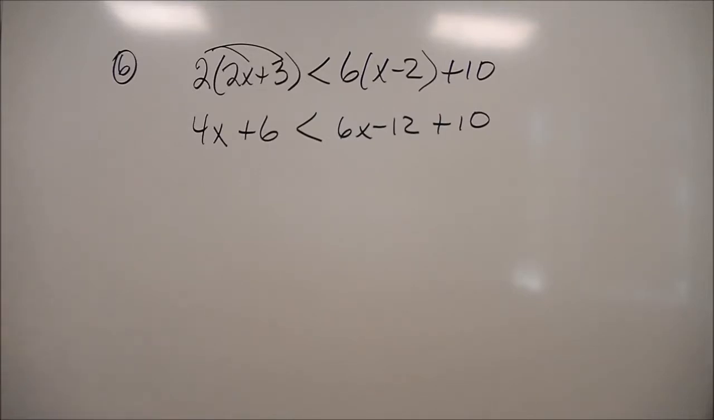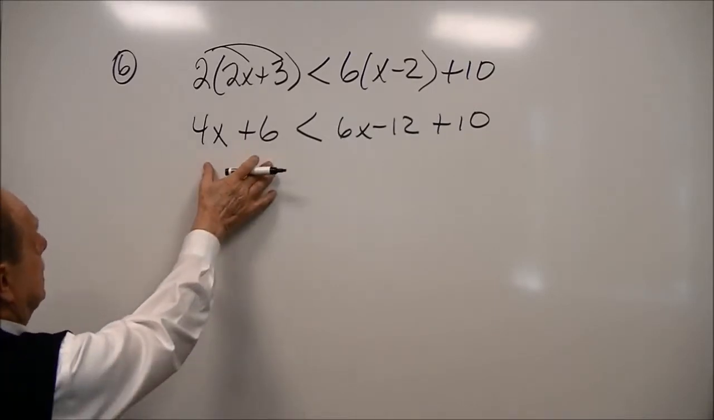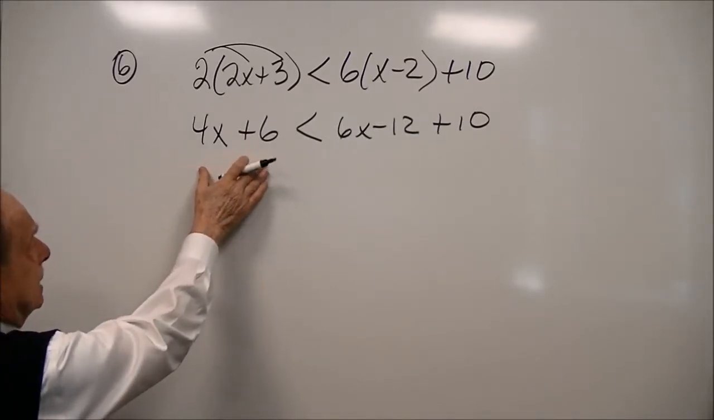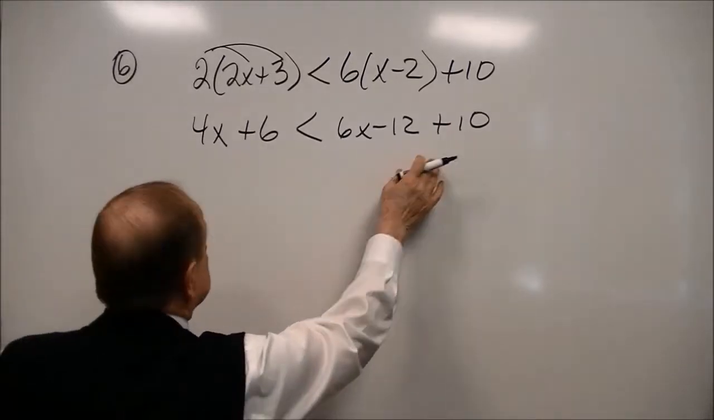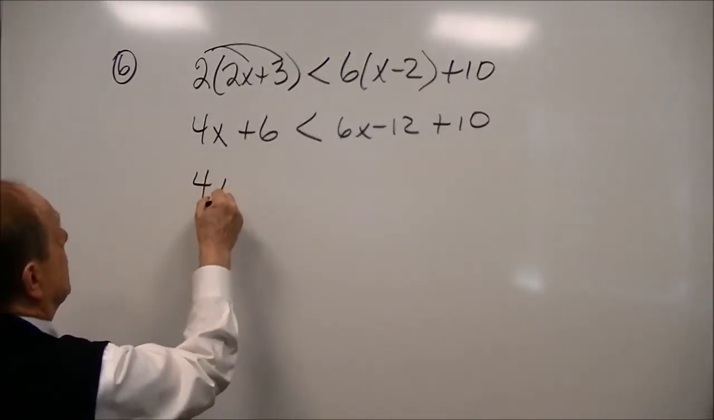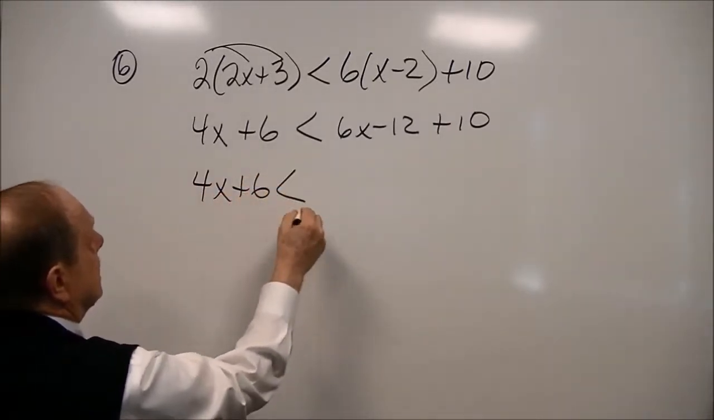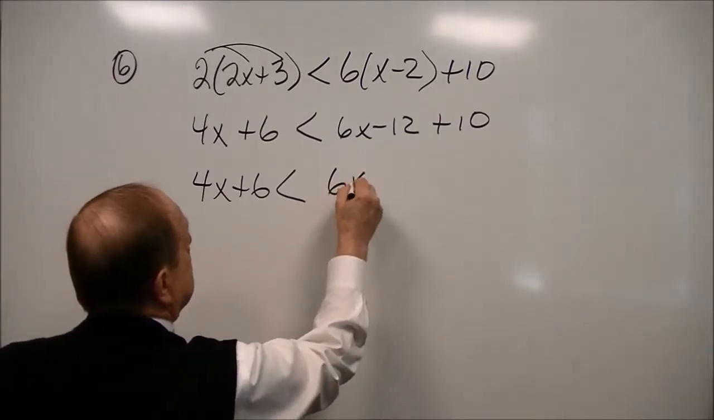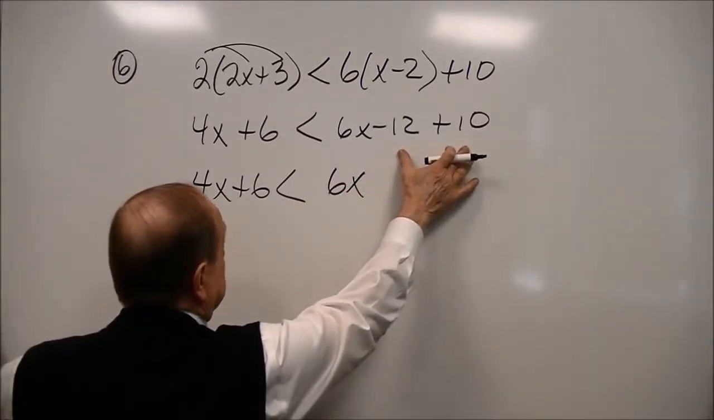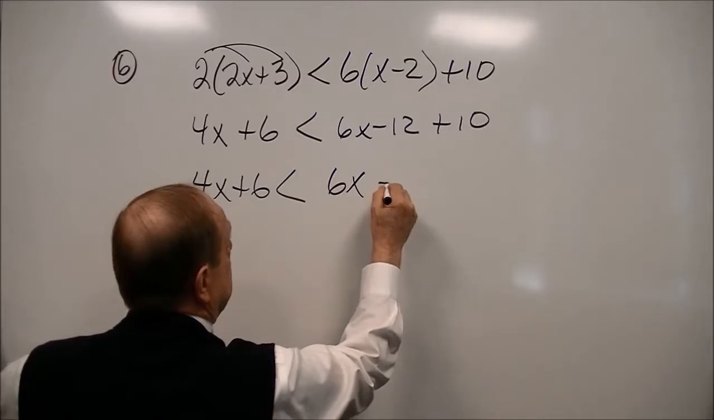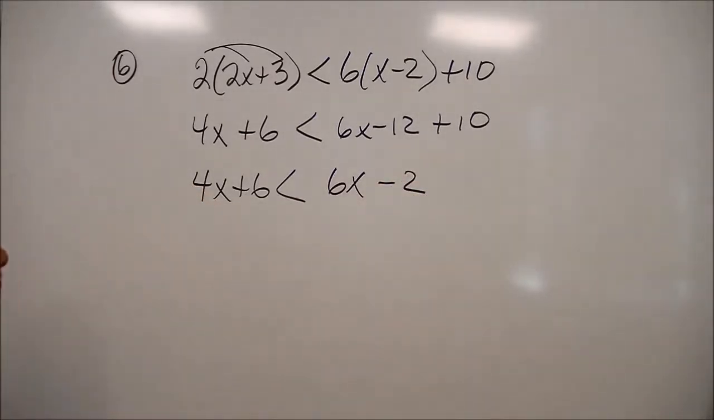So we got rid of the parentheses by using the distributive principle, and we're now going to collect like terms. Well, there are no like terms to be collected on this side, so we'll just write it again, 4x plus 6. Here, the only like terms are these two, which result in a -2.